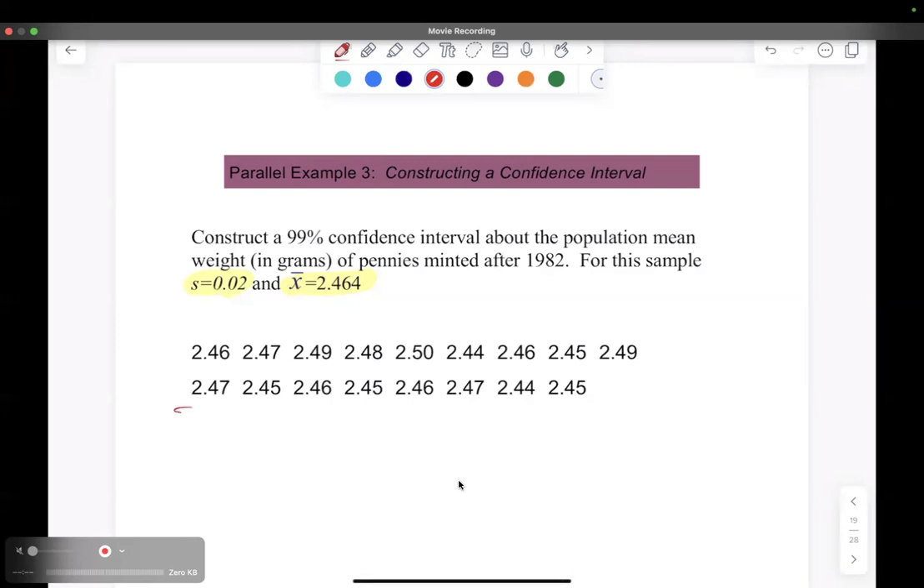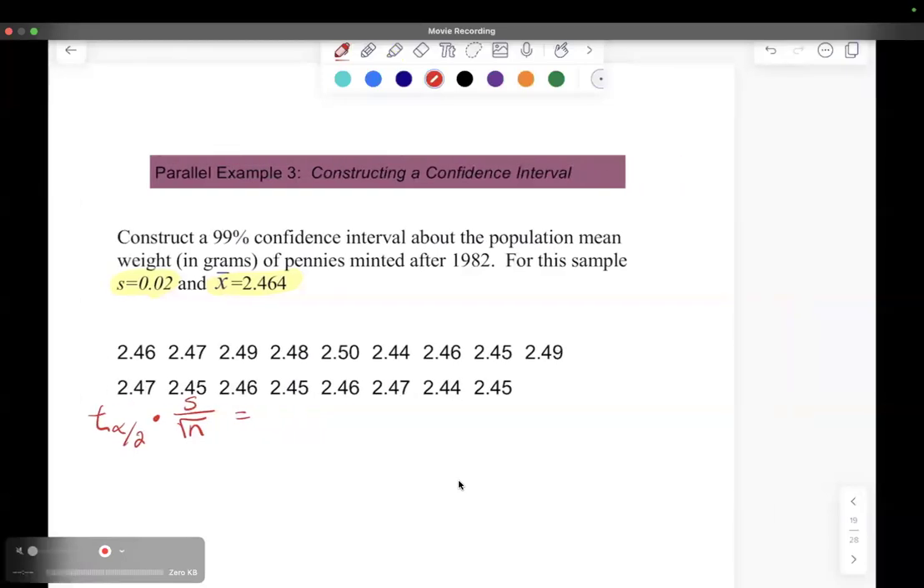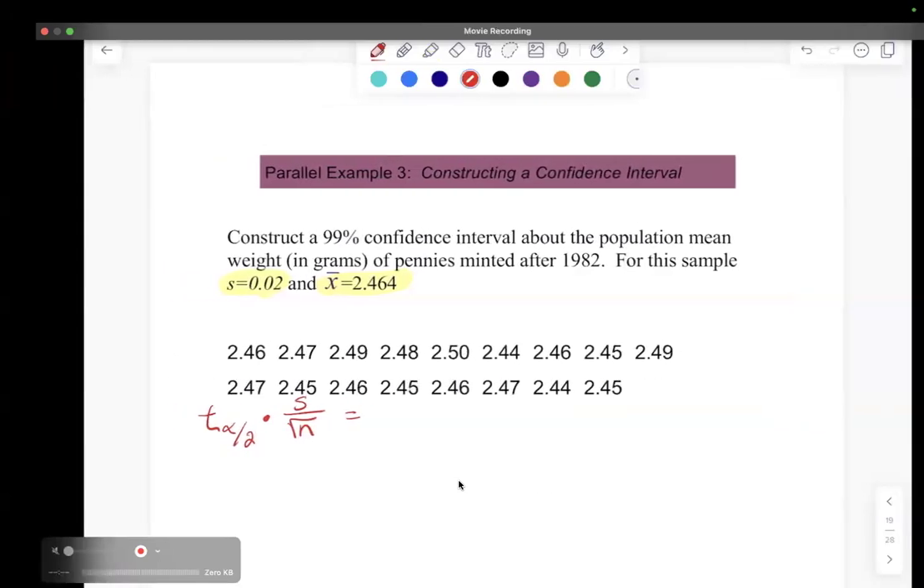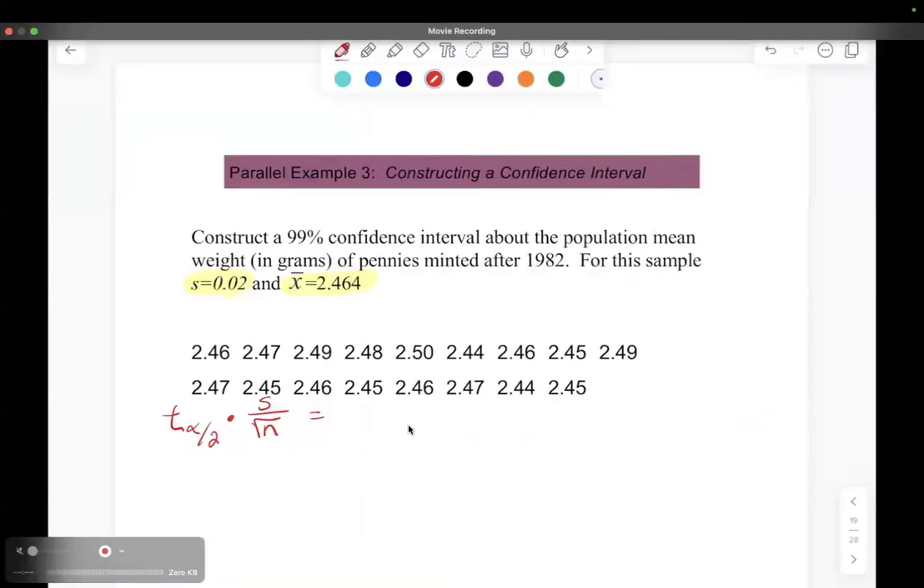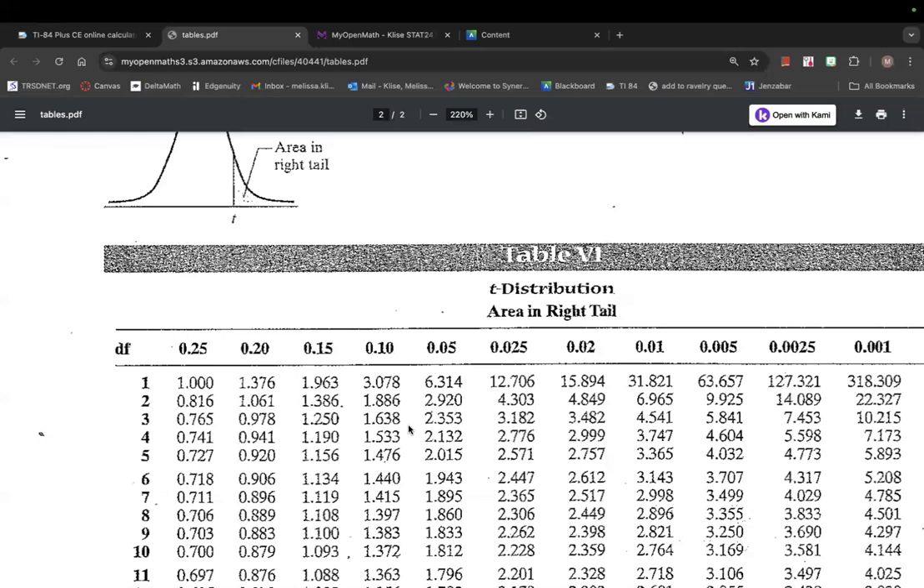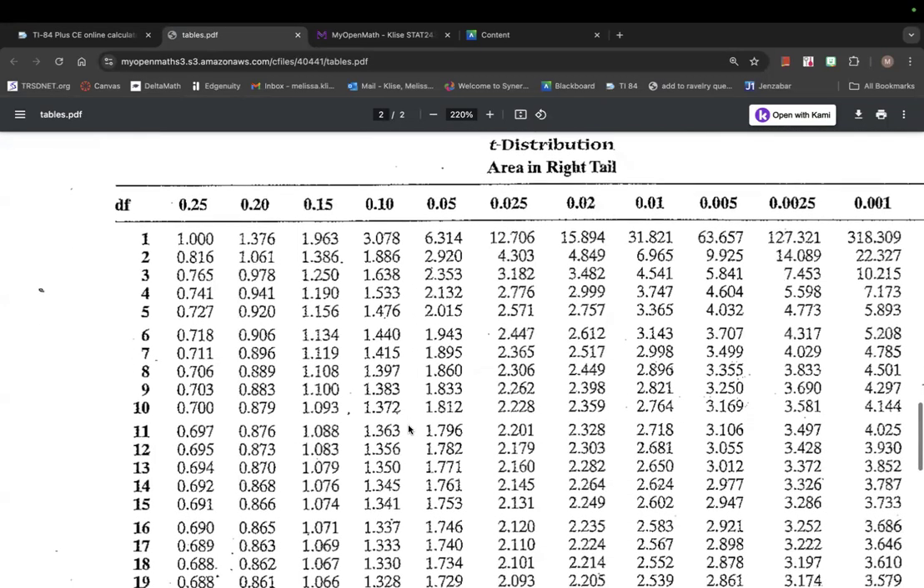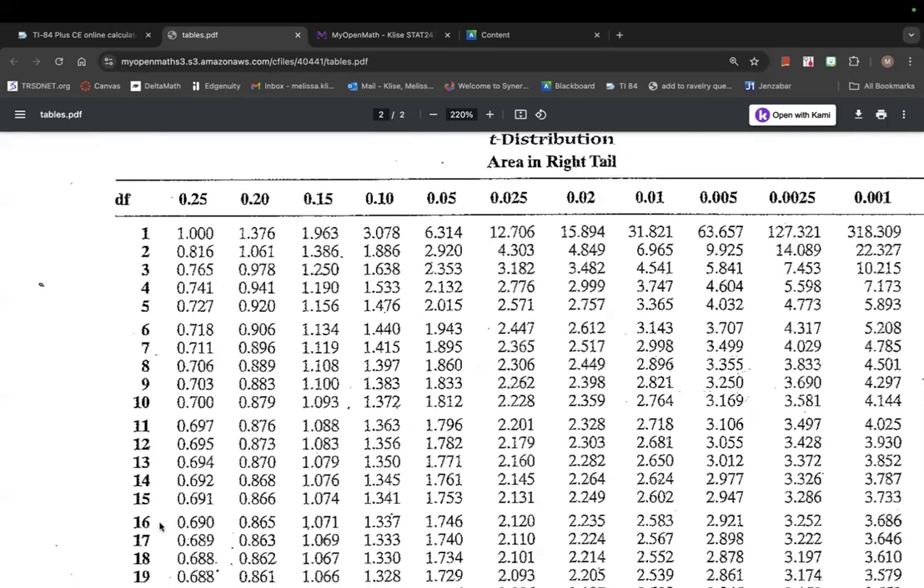So I'm going to put it all together. I need t sub alpha divided by 2 times s divided by the square root of n. My sample size is 17, so I'm going to go to my table. Wait, what's my confidence level? My confidence level is 99. So I'm going to go to my table and I'm going to get to 16.